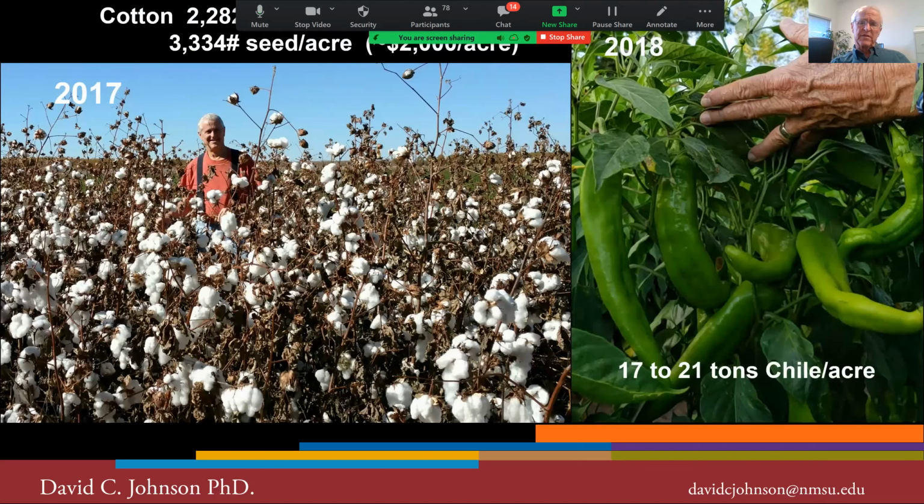We followed up after the 7 years with a cotton crop, and we did about 2,200 pounds of lint per acre on this. That's about a 5 bale an acre crop. It's about $2,000 an acre gross profit on this crop with the seed and the lint. On the right-hand side, in 2018, we did a chili crop. We were getting 17 to 20 tons of chili per acre on this plot.